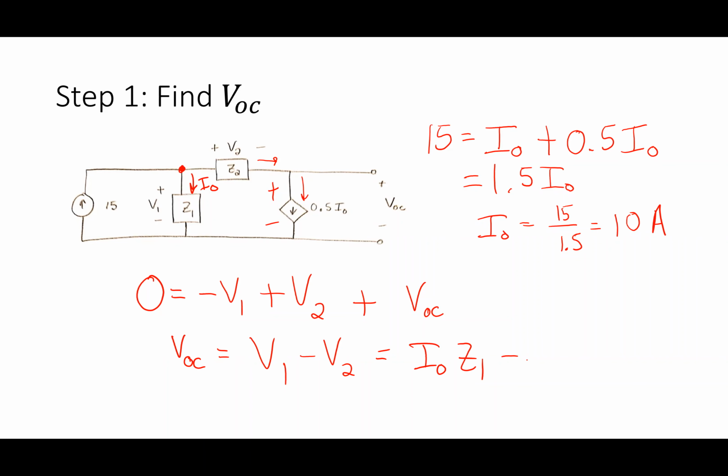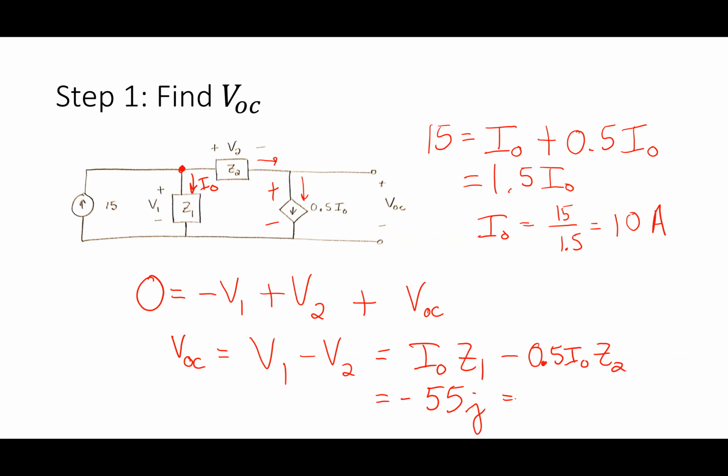And so that would be I naught times Z1 minus V2. V2 is, in this case, what's the current through V2? It's 0.5 I naught, right? Minus 0.5 I naught times Z2. And then I could just plug in to figure out what VOC is. If I go through that approach, what I find is that it becomes, in this case, negative 55j.